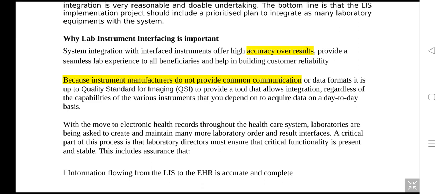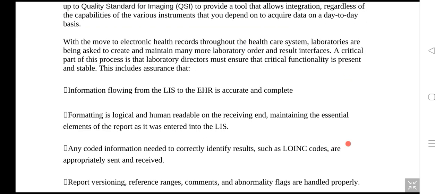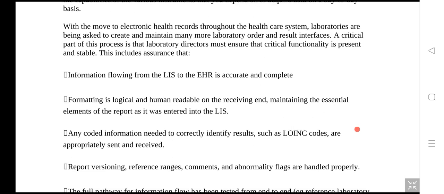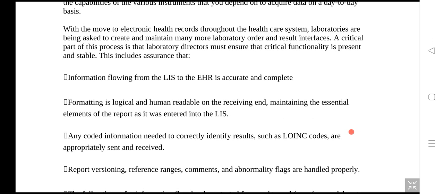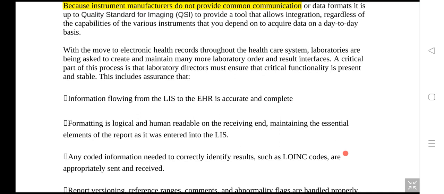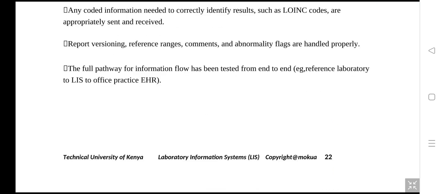Talking about those that allow integration of instruments. We are aware that some of the instruments might not have that capability of integration, so this standard provides that kind of link. We are talking about the need for the laboratory information system, where the information flowing is accurate and complete.